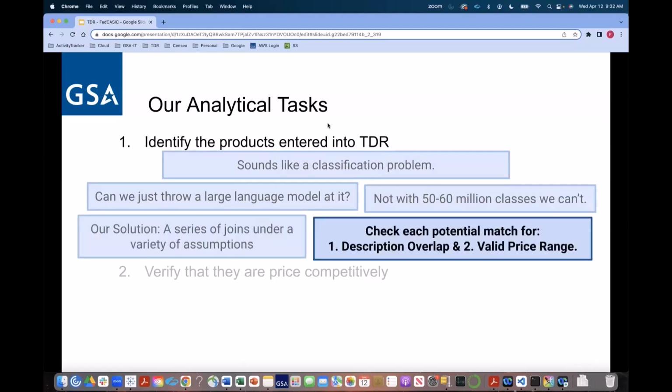We're leveraging the bits of information that we have, a handful of fields. Once we have potential overlaps, potential matches between the entered data and the catalog data, we check the description overlap and also check to see that the product seems to be within a valid price range.